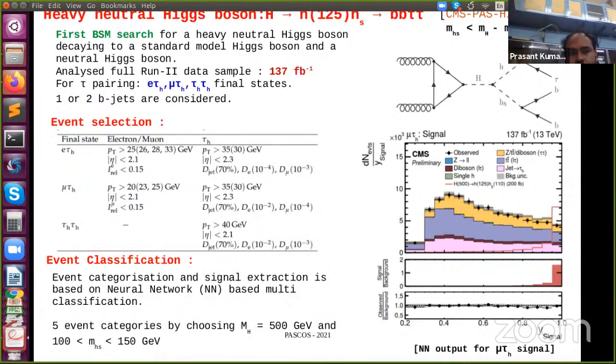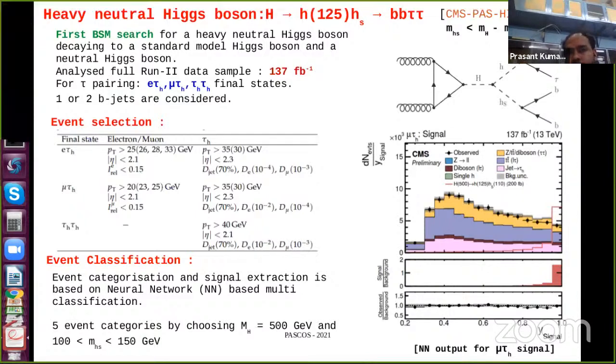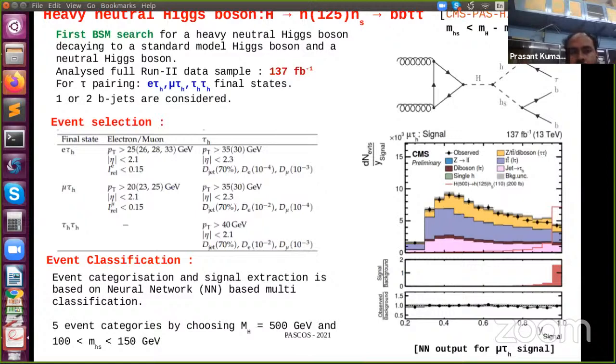For the final state tau leptons, the tau pairing has been performed using the electron tau lepton final state, the muon tau lepton final state, and the pair of hadronic tau lepton final state. And for the b jet selection, one or two b jets have been considered.